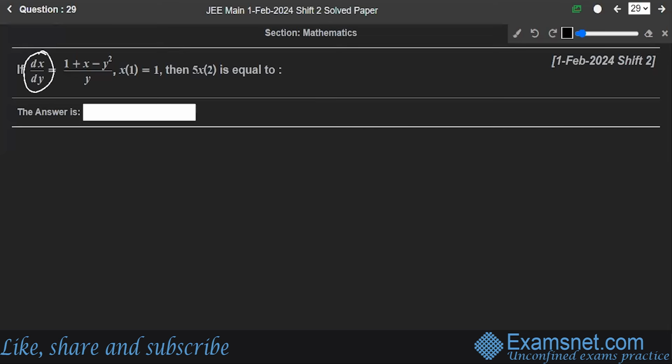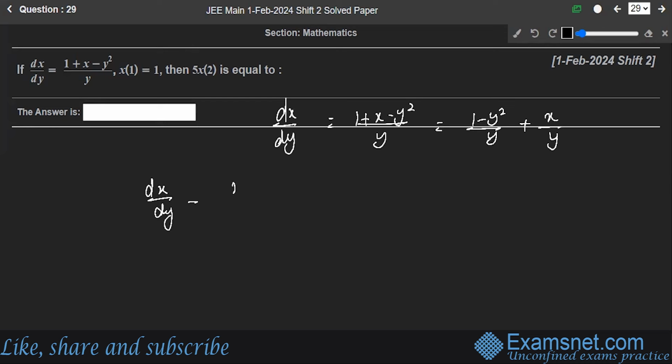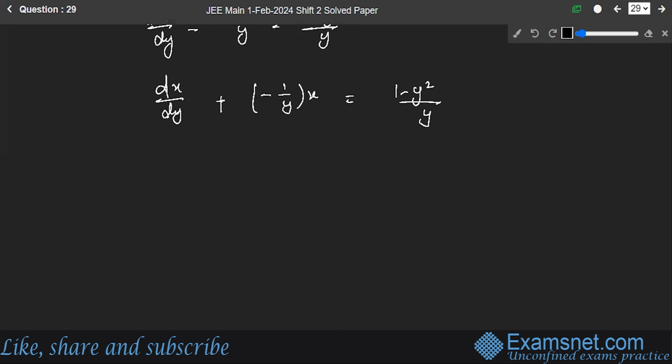Question number 21, dx by dy is given by this. x(1) is equal to 1. You have to find x(2). You have dy by dx is equal to this expression. This can be written as 1 minus y square upon y plus x upon y. Okay, so this can be written as dx upon dy minus x upon y is equal to this, right? Or dx upon dy minus, here it will be minus 1 by y into x is equal to this. So this is of the form dx by dy plus P(y) into x is equal to Q(y).